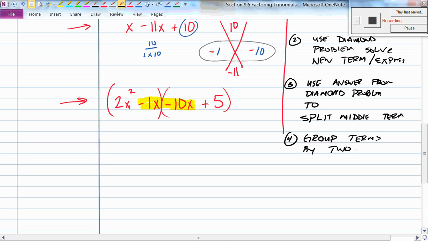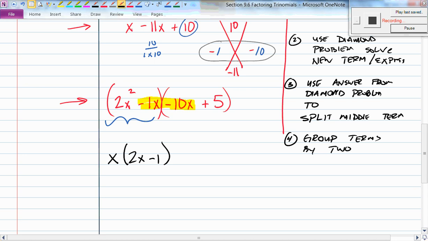All right? Now, here's what we're going to do. We're going to look at this first group here: 2x squared minus 1x. Is there anything you can pull out? What can you factor out from a 2x squared and a negative 1x? What do they both have? They both have an x. Very good. So I can factor out an x. What does that leave me with? 2x minus 1. Awesome. A 2x minus 1. Okay? So far, so good?